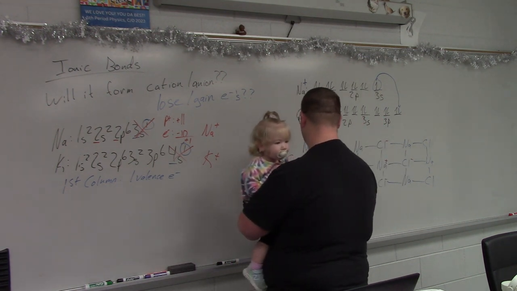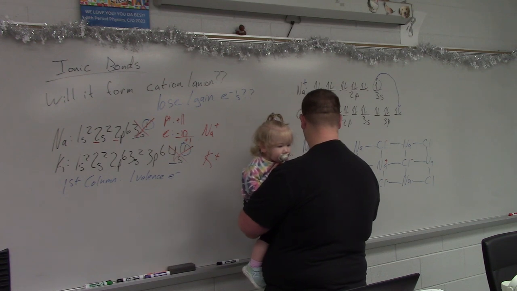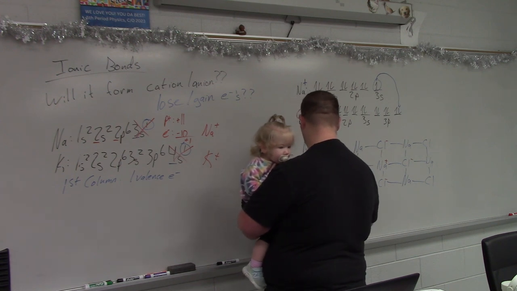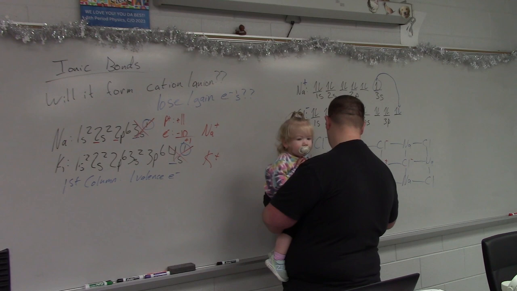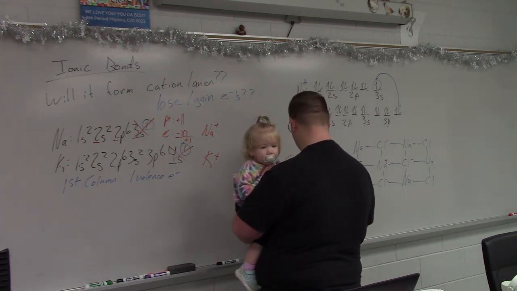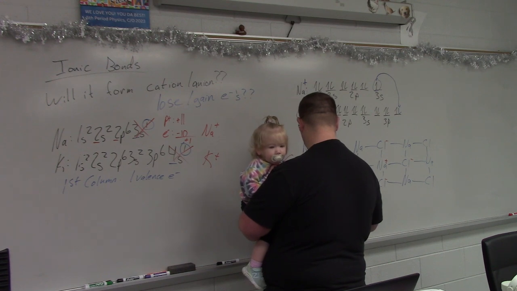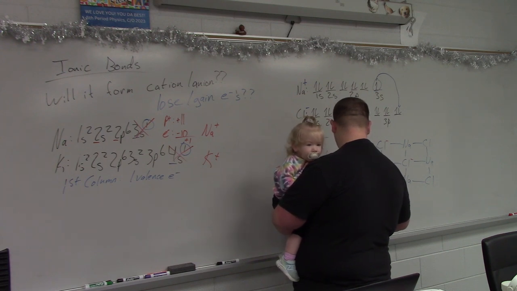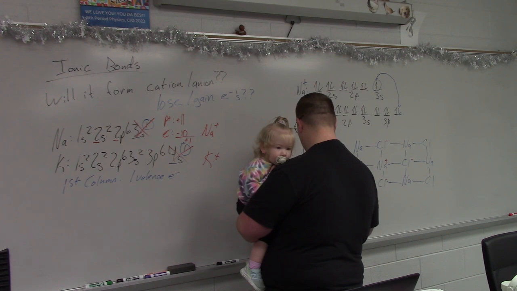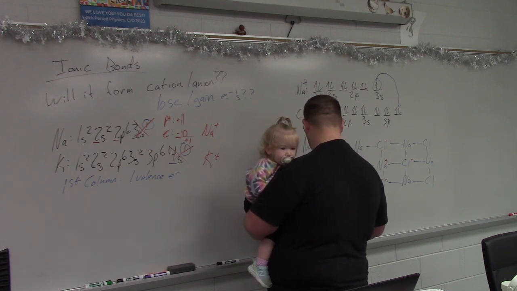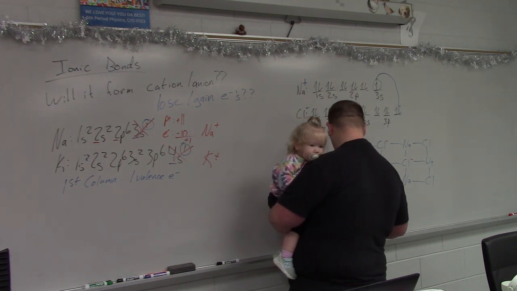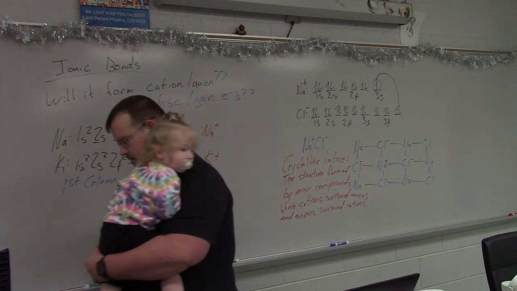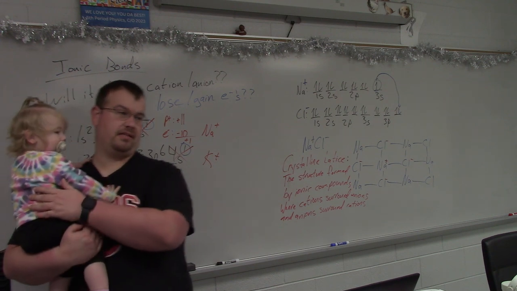Crystalline lattice is the structure formed by an ionic compound where cations surround anions and anions surround cations. The structure gives a lot of strength to it.